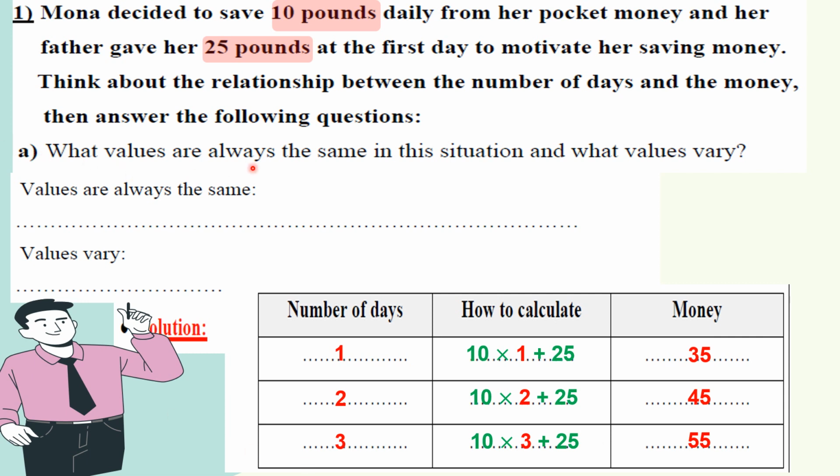What values are always the same here? Here we have the 10, what she saved each day, and the 25, what her father gave her. So here the values that are always the same are 10 and 25. The values that vary here are the number of days and the money.